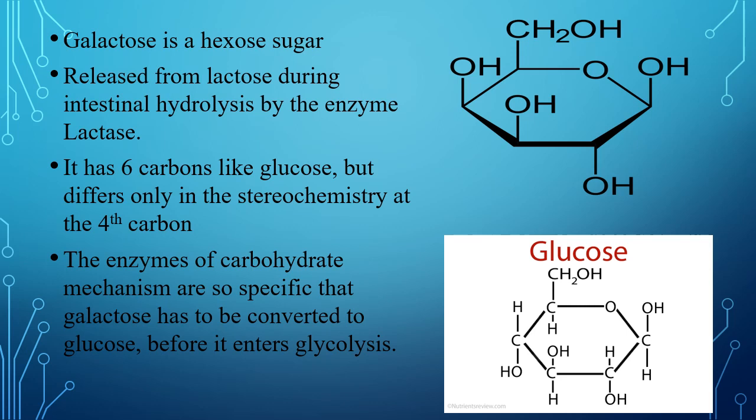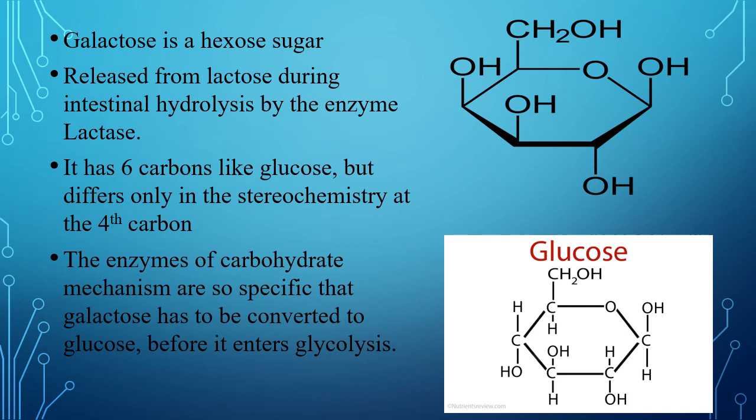The structure of galactose is almost similar to glucose. It has 6 carbons. It differs from glucose only at the 4th position in the stereochemistry. We can see the structure of glucose and galactose here. The only difference is at the 4th carbon, in its stereochemistry. Otherwise, the structures of glucose and galactose are almost similar.